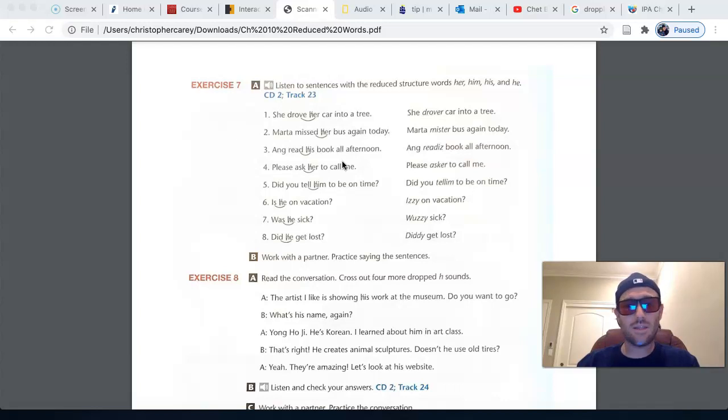These last three, you're seeing as we continue more and more reduction of the H sound, the dropping of that H sound, because again, these are all structure words and not really the main focus. They don't give us much information.